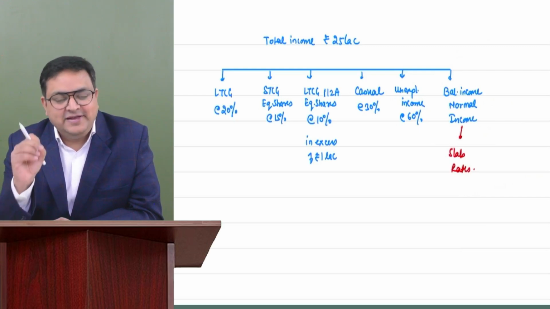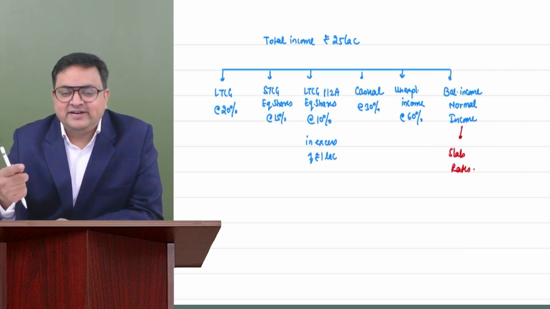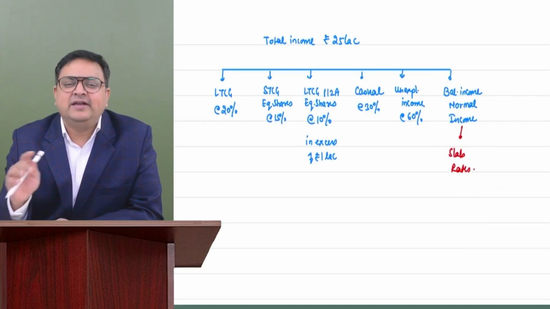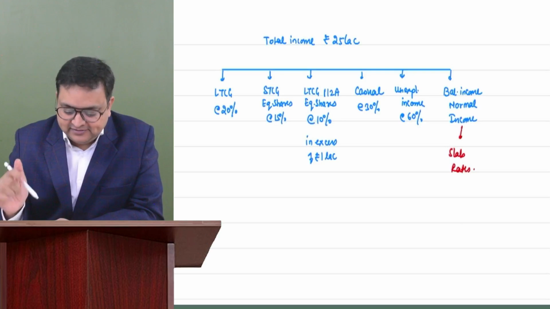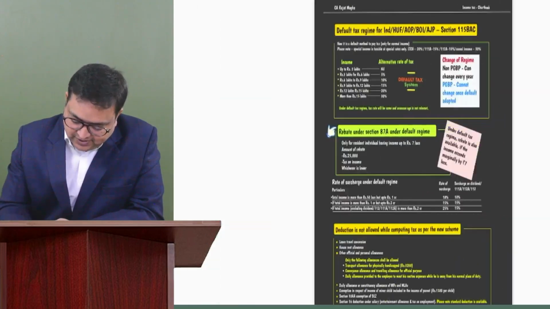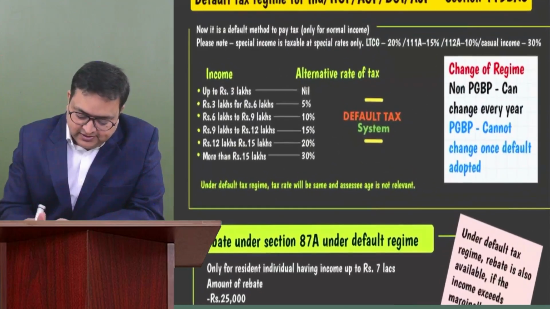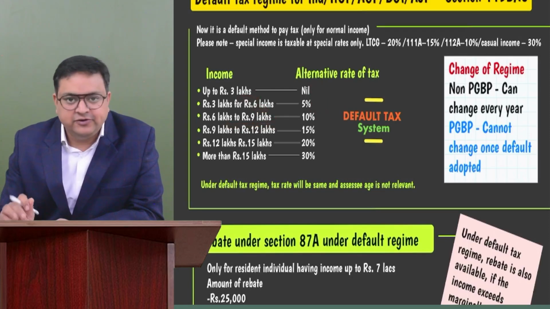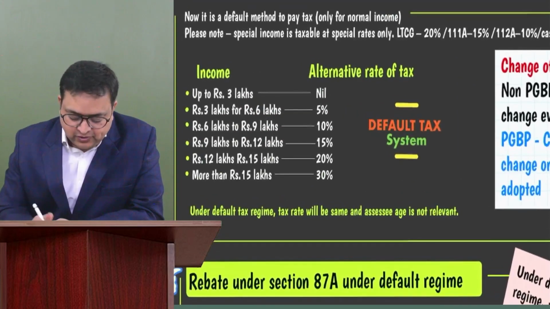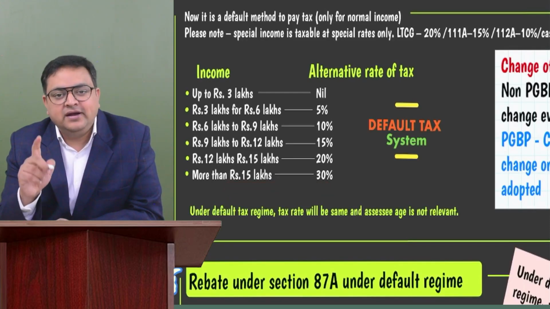Irrespective of the age, please remember, don't make a mistake here. If the assessee is a senior citizen or a super senior citizen, in the default regime that age criteria doesn't matter when you are applying your slab rates. If you come to the next page, page number 2 of your chart book: first 3 lakh nil, next 3 lakh 5%, next 3 lakh, 6 to 9, 10%. I believe everybody is able to recall it. Above 15 lakh, it would be 30%. And the age does not matter in the default tax regime.